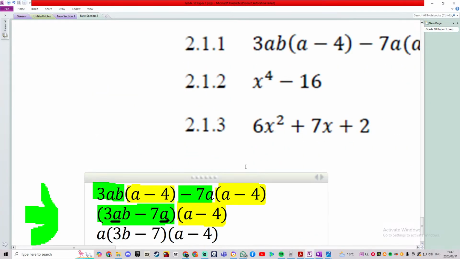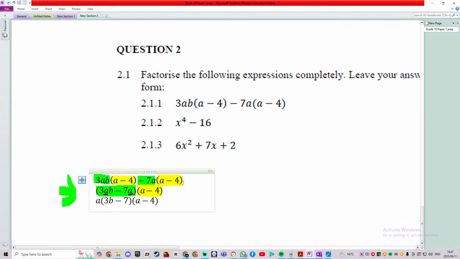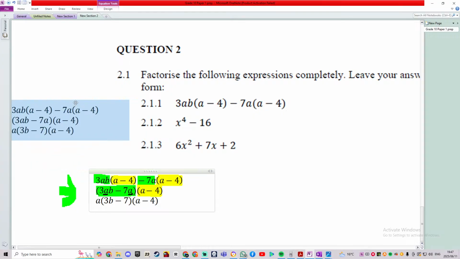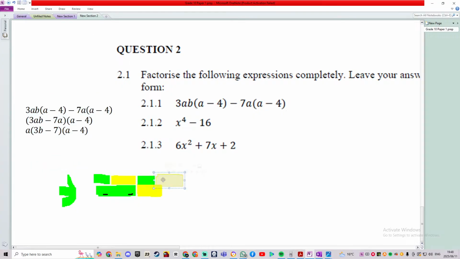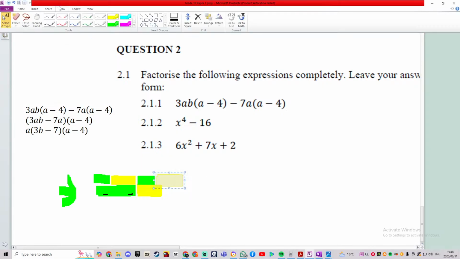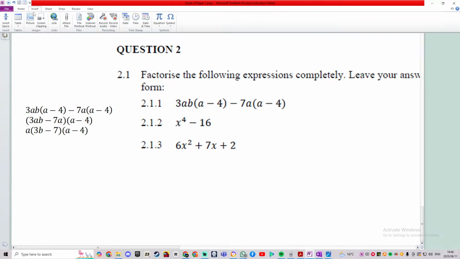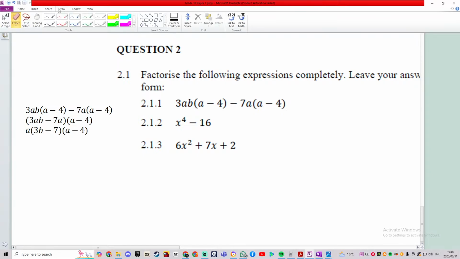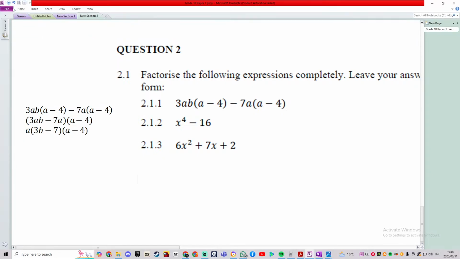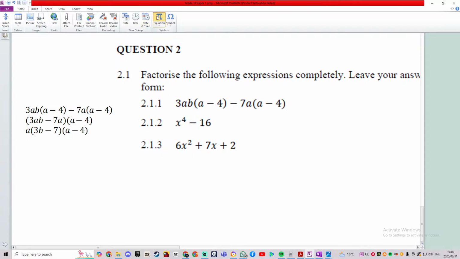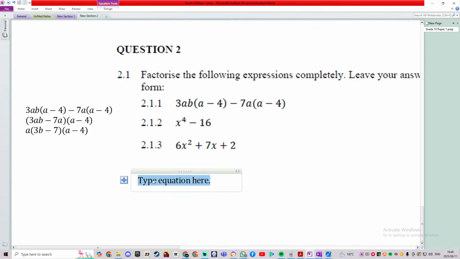Okay. Then I put that there. Okay. Next. Let me just select here, and I insert an equation. Now we have x to the power of 4.